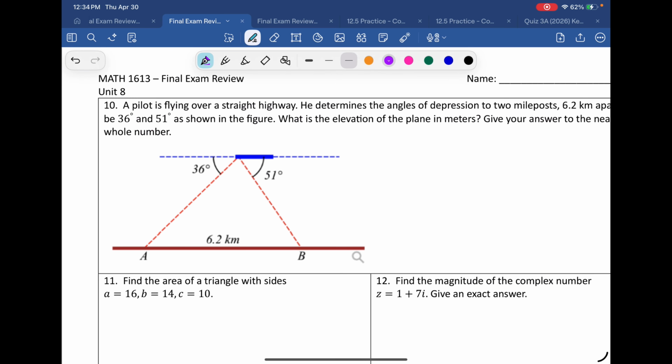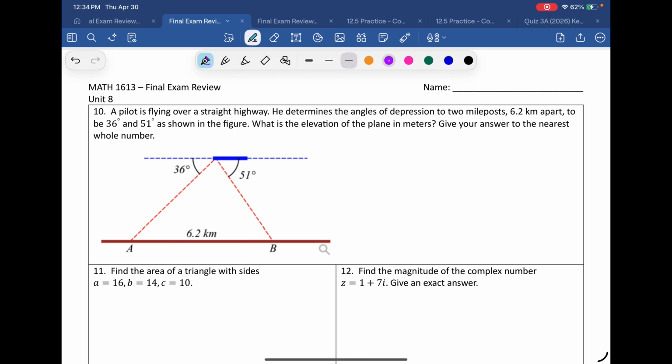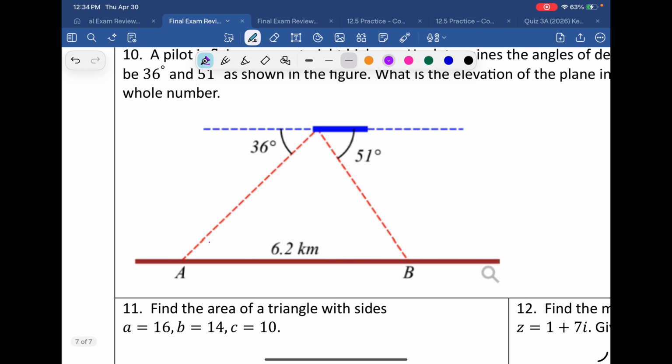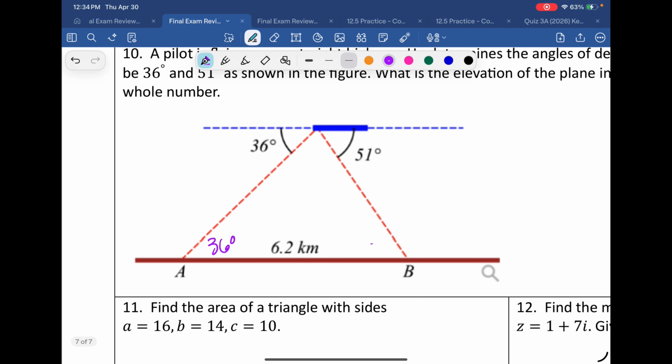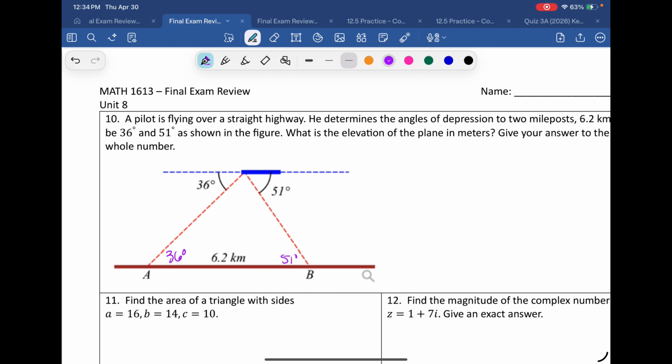Pilot flying over straight highway, angles of depression to 2 mile posts that are 6.2 kilometers apart, 36 and 51 degrees. And why that's important is 36, 51. What is the elevation of the plane in meters? Okay, we want the height.